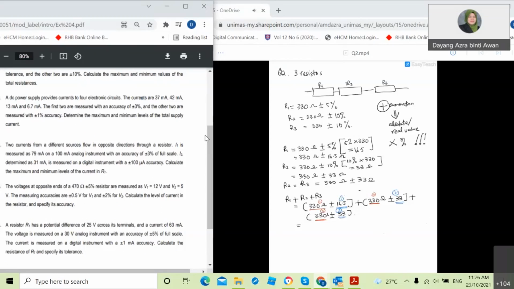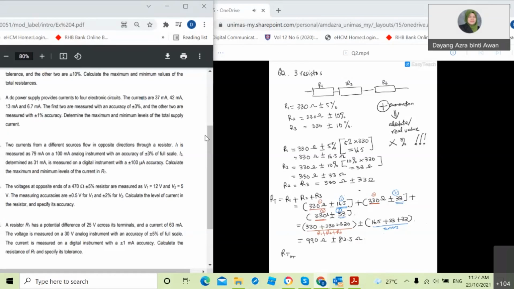Okay, so from here you know that your answer will be 330 plus 330 plus 330, plus minus, this is your error. Okay, so you have 16.5 plus 33 plus 33. So here this is the R1 plus R2 plus R3, and this one is also the errors of each of the resistors. So from here you total up, you get your answer 990 ohm with the error of around 82.5 ohm. So this is your R total.